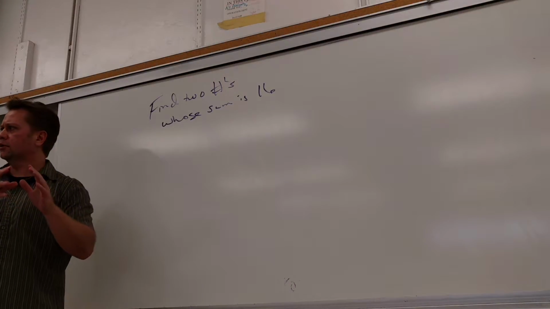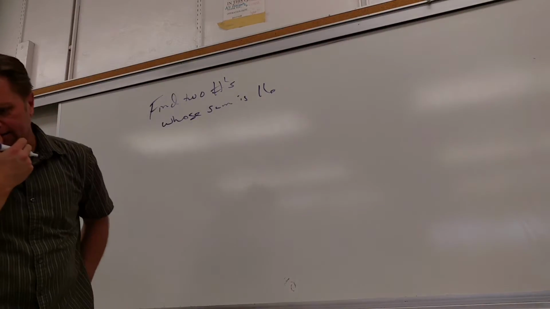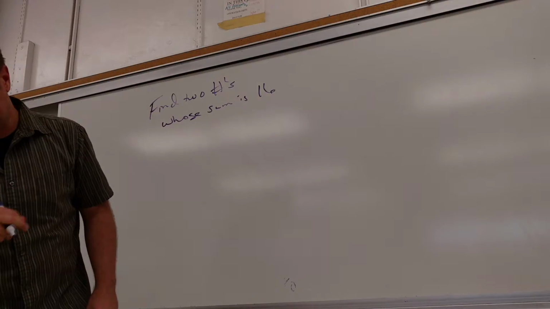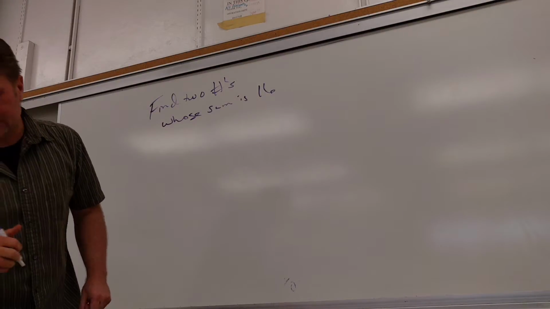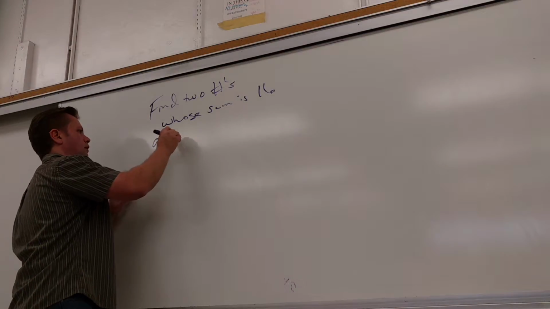I don't know if you guys are with me at all. A little bit? But I'm not going to ask you that, because that's too easy. Find two numbers whose sum is 16 and the sum of their squares is the smallest.